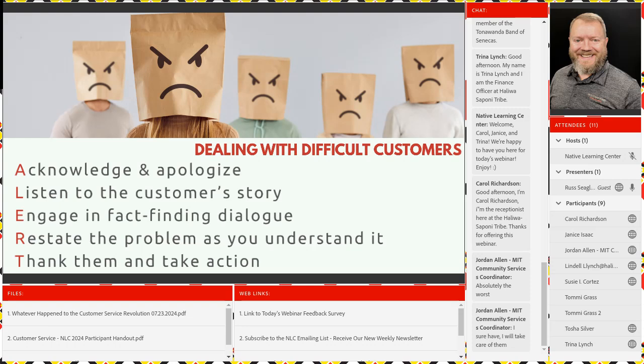This is one of the most powerful steps in the entire process, I think: restate the problem as you understand it. One of two things is going to happen here. If you restate the problem as you understand it, they're going to say, that's it. Yes, you get it. Or, no, that's not right. And it gives them an opportunity to clarify.